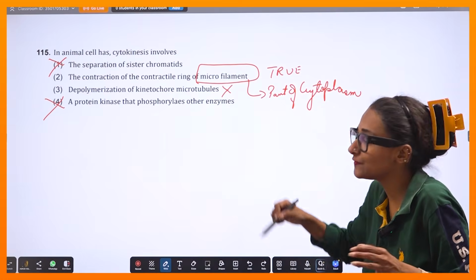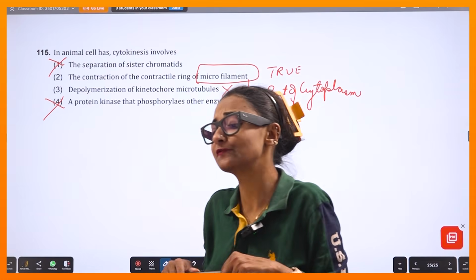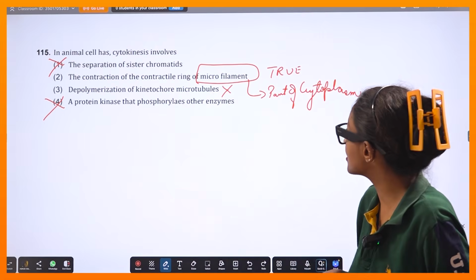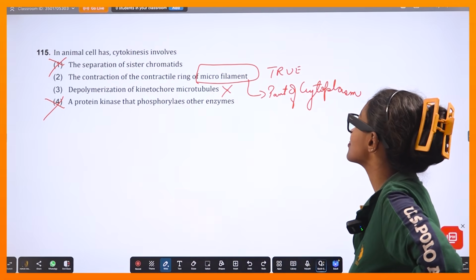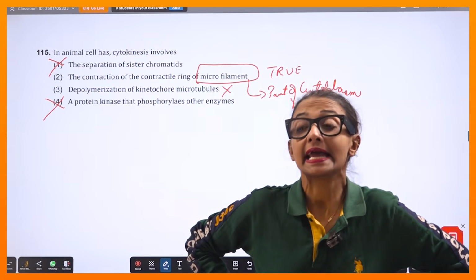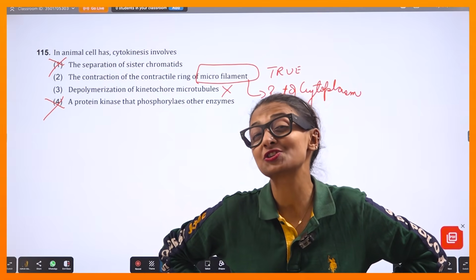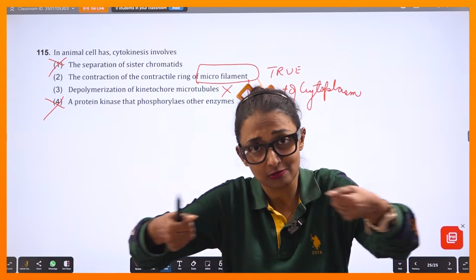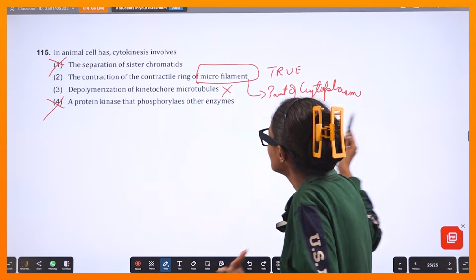Microfilaments are nothing but cytoskeletal structures. So what do these cytoskeletal structures do? These cytoskeletal structures help in contraction of the contractile ring. The cytoplasm will be pulled towards both ends and it will separate.